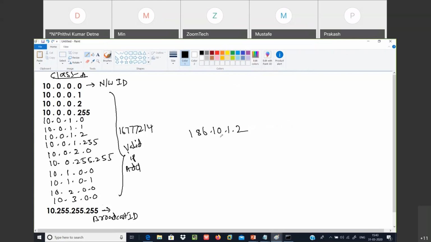The next question: I have 186.10.1.2 as an IP address. What will be the network ID of this IP? 186.0.0.0 is wrong.